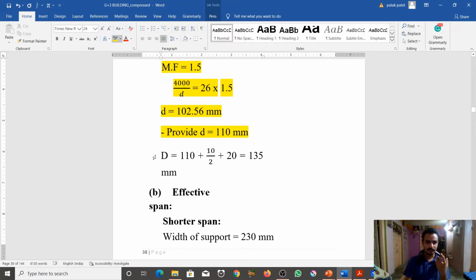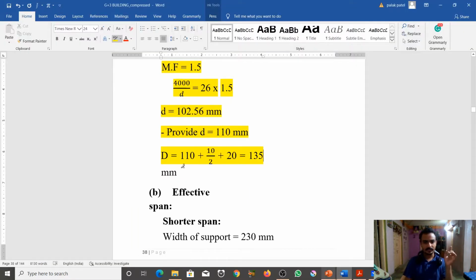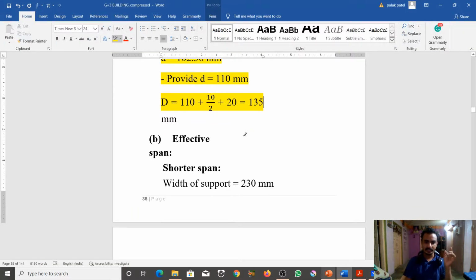Then we can find out the overall depth. Overall depth is effective depth plus 5 by 2 plus 20. So we can find out the depth of the slab.